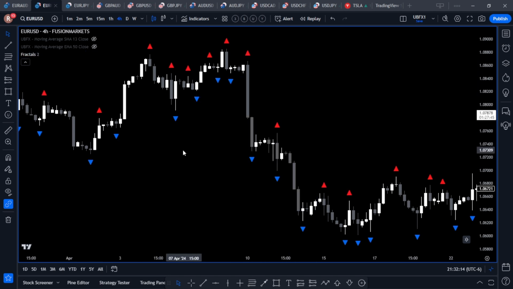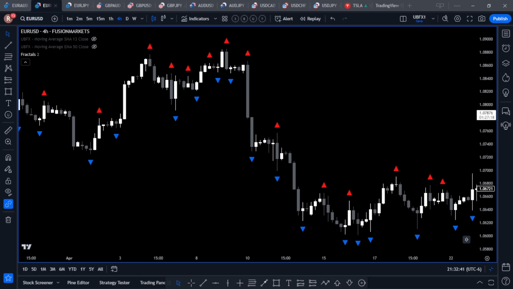And from here, we'll take a look at this fractal. Now, it's important to understand how a fractal is built, what it is that we're looking for. With a 5-bar fractal, it takes into consideration 5 bars, 5 candles. We're looking at the highest high and the lowest low of the middle candle of those 5. And if that set of 5 has the highest high or the lowest low as that center candle, we are going to have a fractal created.